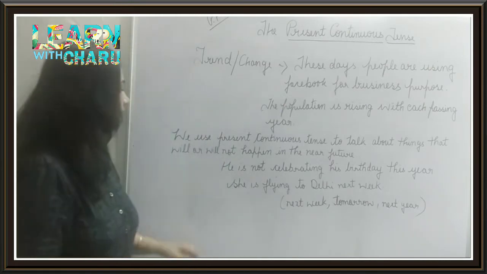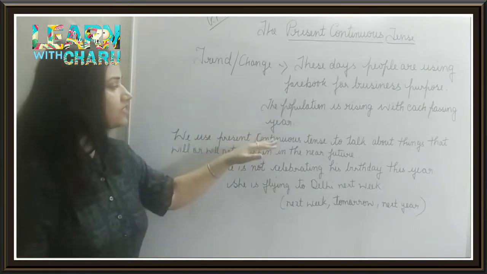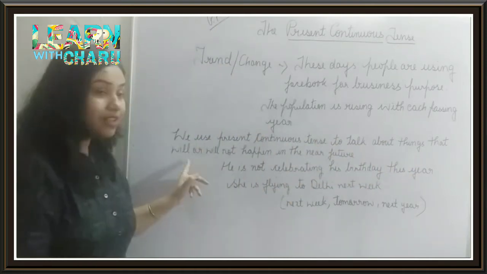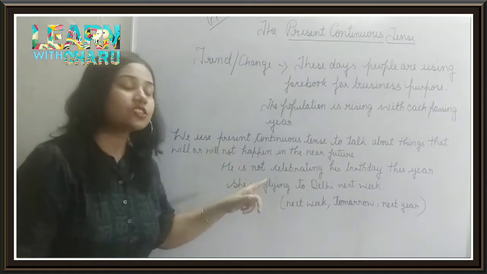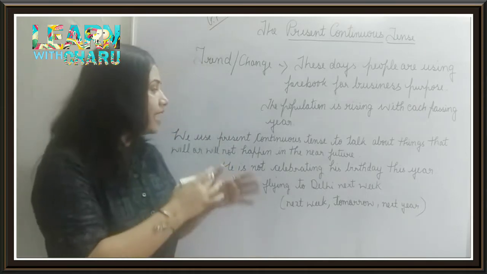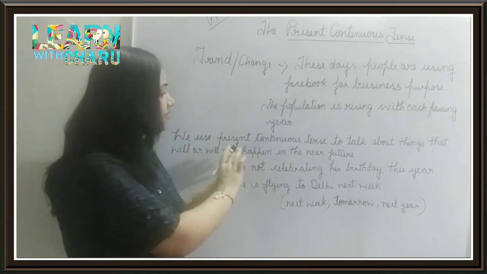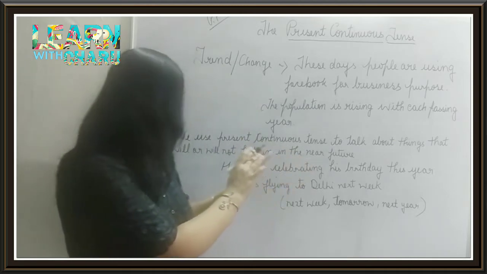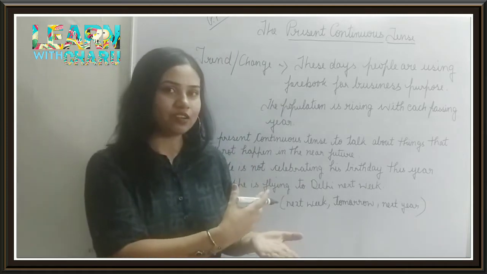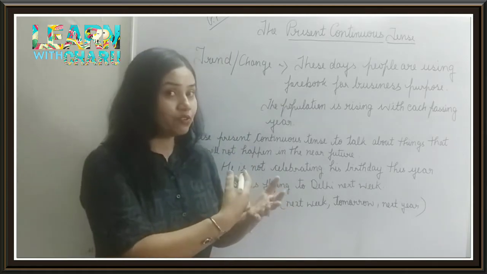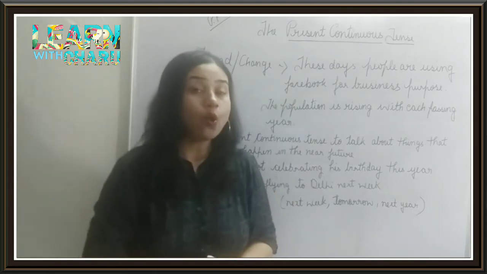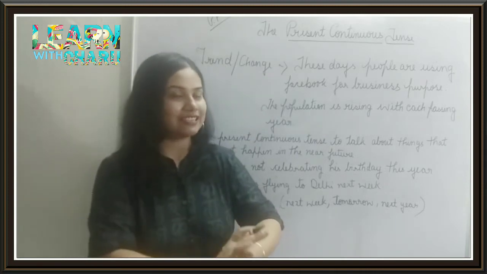Next is, we use present continuous tense to talk about things that will or will not happen in the near future. Okay, it means that we can also use present continuous tense to talk about things that will happen in the future or will not happen in the future. It means that we can use it for the future also, but in a very special way. Now let me tell you how we can use it for the future.